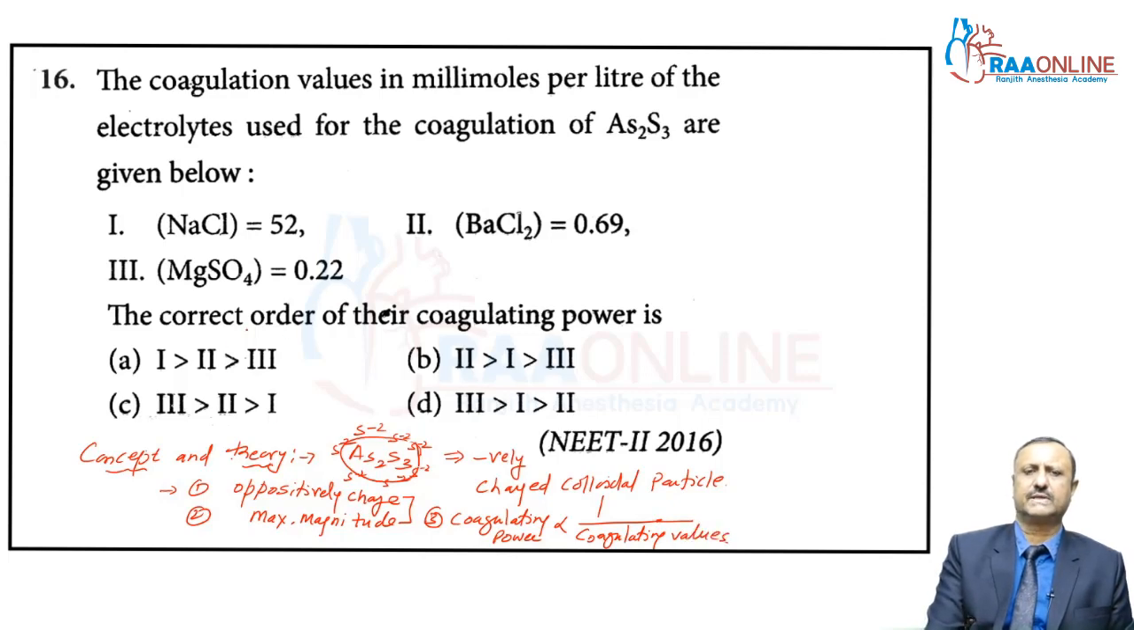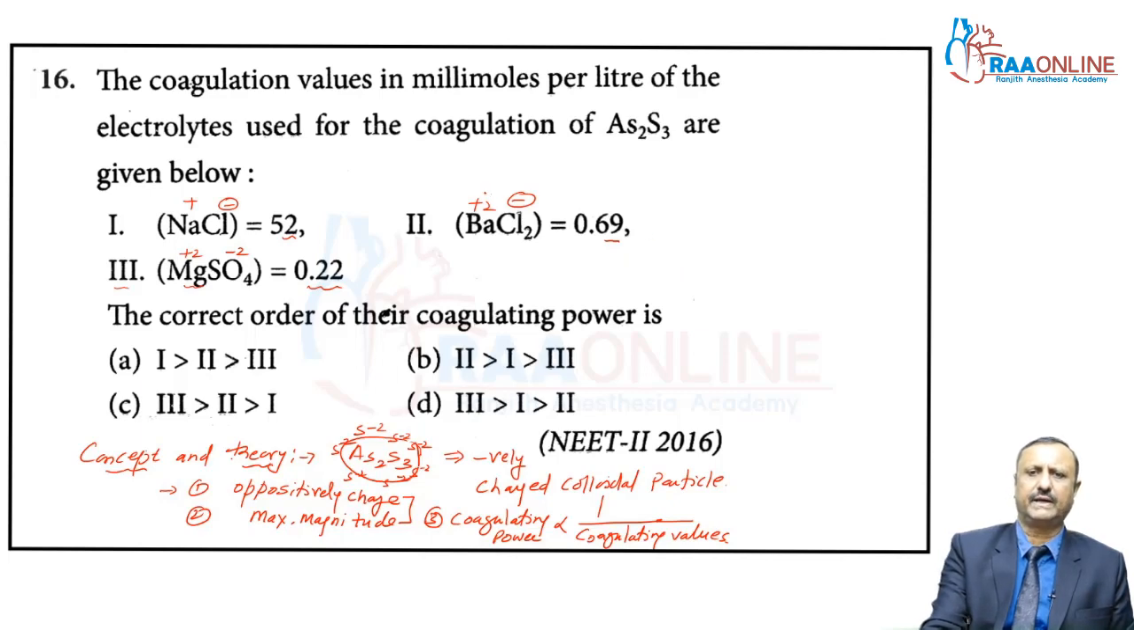So, my dear students, you can see here the Na+ ions and Cl- ions, and here the Mg2+ and SO4 2-. So for coagulating power, you can see the 0.22 value of coagulation. Coagulating power is maximum in the third, with 0.22, but here you can see the 0.69 and 52 coagulation values.